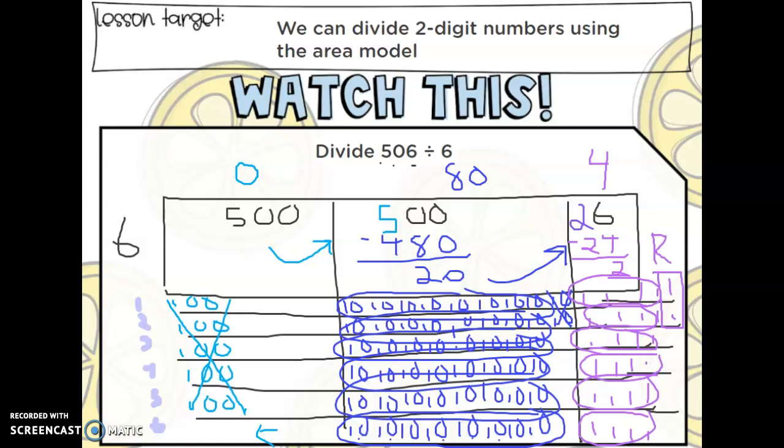So up here, I'm going to add up what I have for my answer. My answer is 84 with a remainder of 2. Remainder means what's left over.